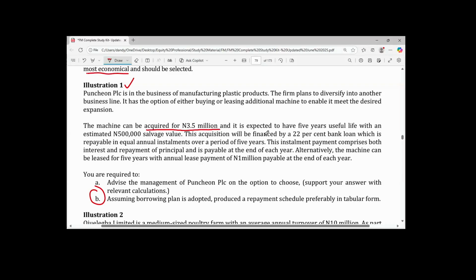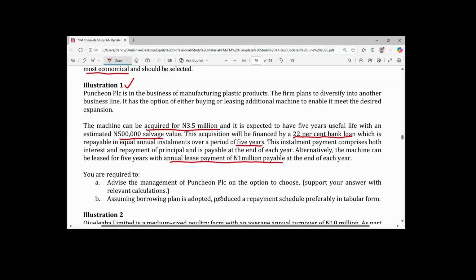This acquisition will be financed by a 22% bank loan, which is repayable in equal annual installments over a period of 5 years. This installment payment comprises both interest and a repayment of principal and is payable at the end of each year. Alternatively, the machine can be leased for 5 years with annual lease payment of 1 million naira payable at the end of each year. You are required to A. Advise the management on the option to choose. Support your answer with relevant calculation. B. Assuming borrowing plan is adopted, produce a repayment schedule, preferably in tabular form.